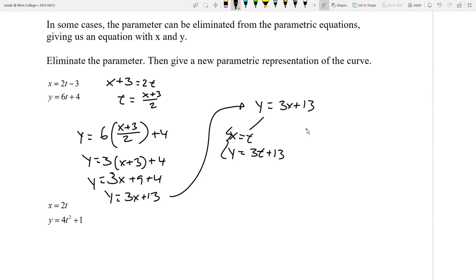Likewise, we could say, well, what if y equals t? In that case, we get t equals 3x plus 13. We typically would want to solve for x, though. So t minus 13 over 3 equals x.